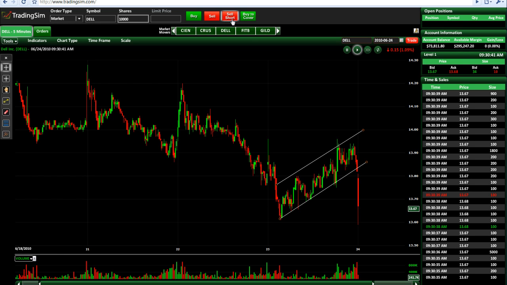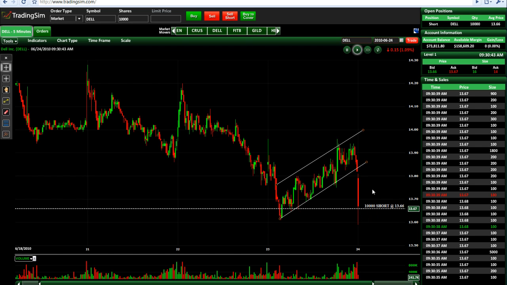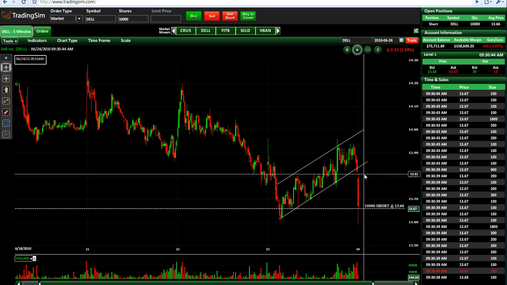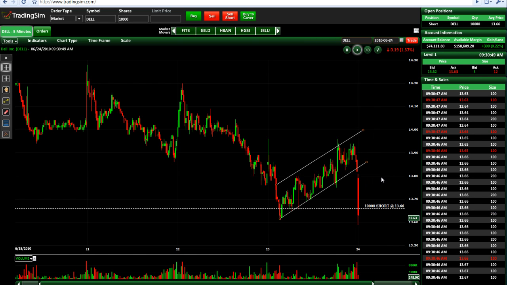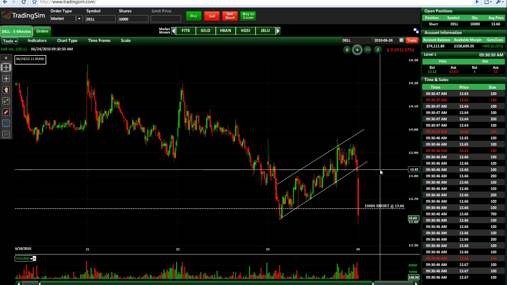So we're going to sell short 10,000 shares at market, average price 1366, and what you'll want to do is put a stop market order slightly above the open of the candle, above that kind of starting point. That way, if you get a reversal, you can quickly get out of the position.